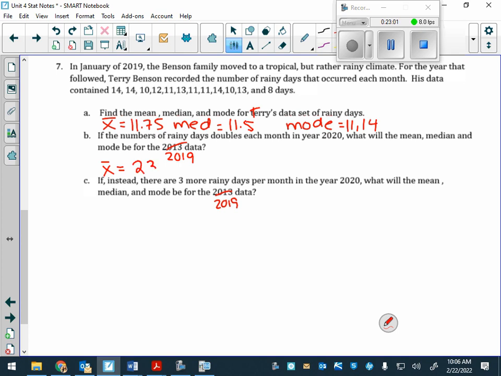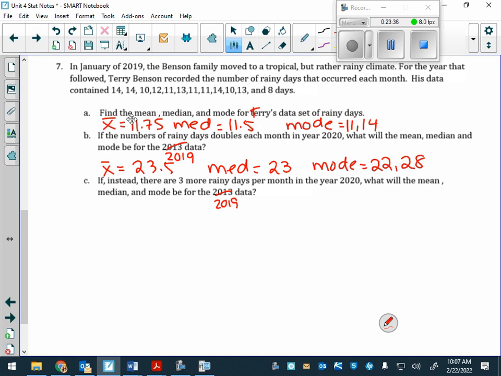Good. 23.5. The median, if that was to double, what would we get? Yep. 23. And if the mode, yep, go ahead, Kate. So again, if each of them each month were to double, everything changes. Okay. Now, if instead there were 3 more rainy days per month, so instead of 14, we're now at what?